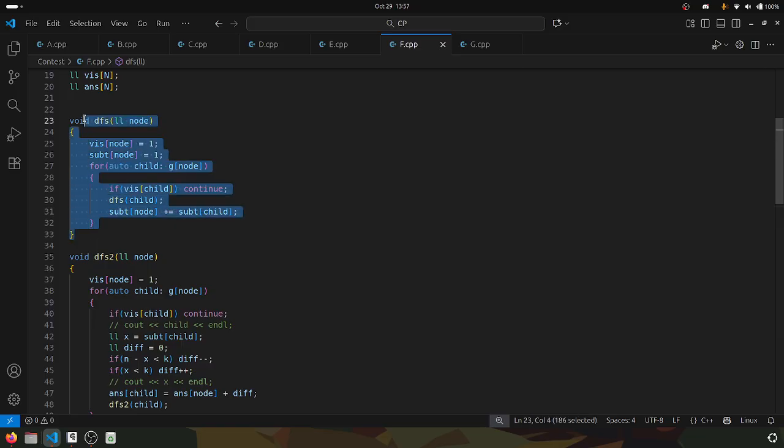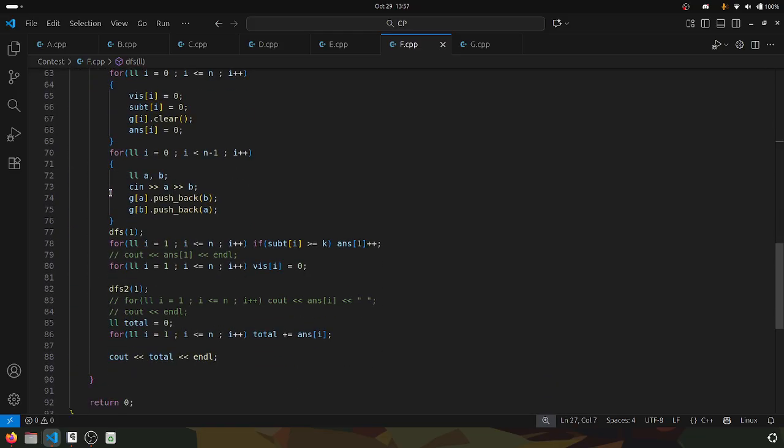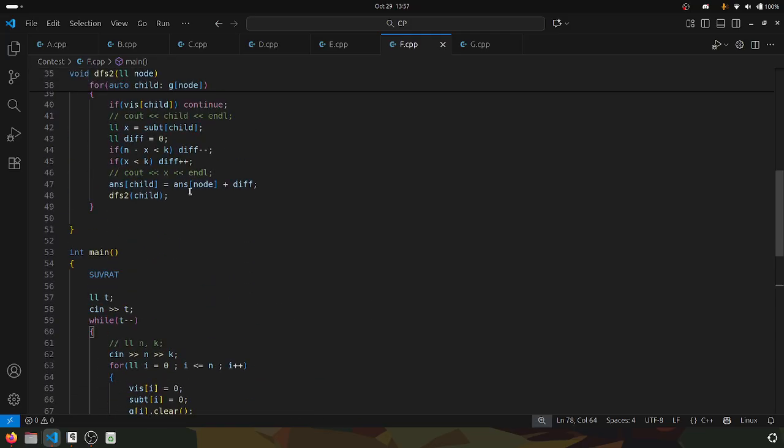So this will calculate the number of nodes in the subtree for each node, and then what I can do is calculate the value of answer 1. We can just count the number of nodes where the subtree has more than k elements, so that would be answer 1, and then I can reset vis to 0 for my next DFS. So the next DFS will use this answer 1 to calculate all the other answers.